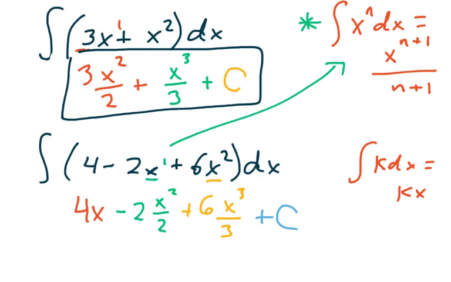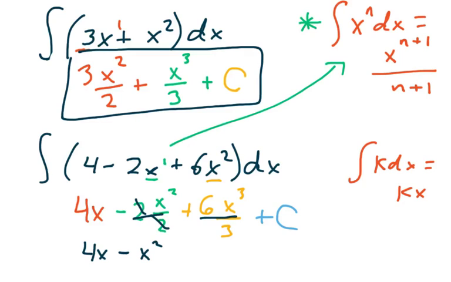However, if you're doing examples on Delta Math or multiple choice questions, they're going to simplify this. So let's look at where we can simplify. Well, 4x is just 4x. But here I have 2x squared divided by 2. Well, those 2's can cancel out, leaving me just with x squared.